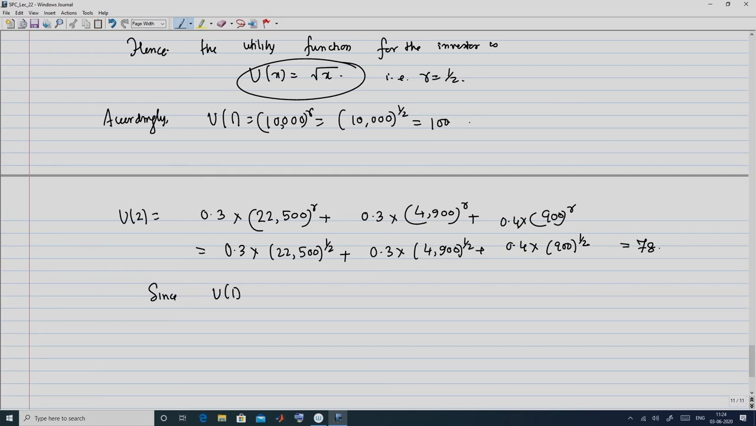So since U1, which is equal to 100, is greater than U2, which is 78, the investor decides to invest in opportunity 1.